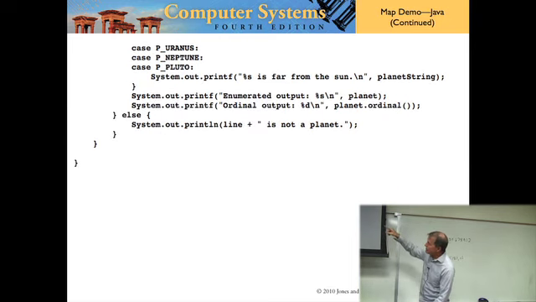Okay, here's the case for Uranus, Neptune, and Pluto. Those three are far from the sun. And then system.out.printf. Actually after it has done those cases, there's the end of the brace of the case, now what do we print? This is interesting because it shows you how to print the enumerated output. Do you see how to print the enumerated output?